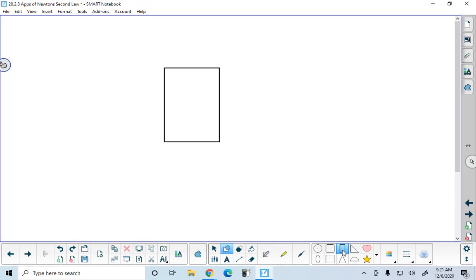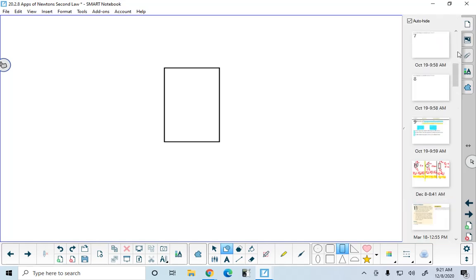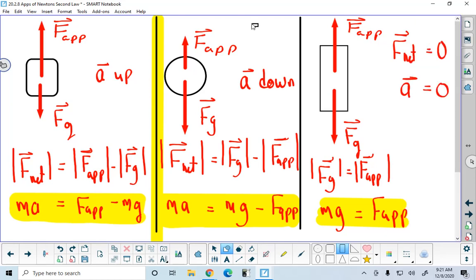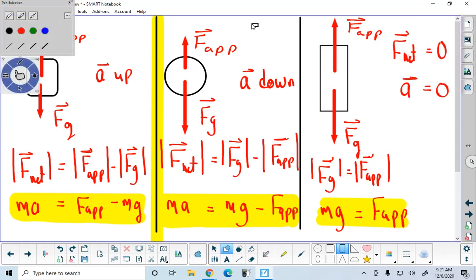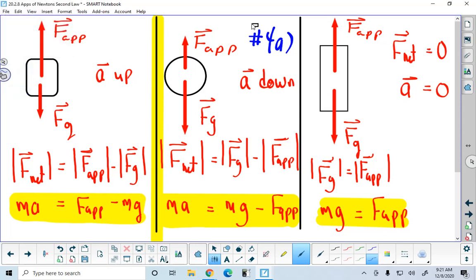You know what number 4 is basically evaluating you on? These 3 principles. I believe for question A it accelerates down. So for number 4A, you would use this principle. I believe for 4B it's accelerating up. So for 4B you would use this principle.